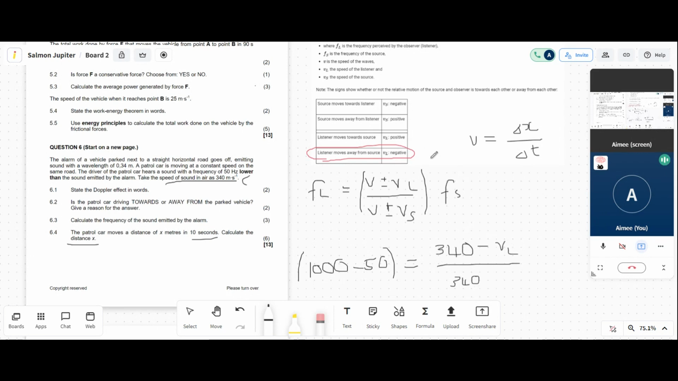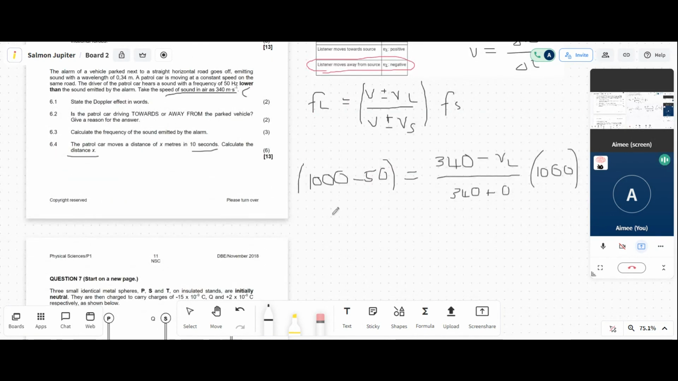And our source isn't moving. It has no velocity. So we just say 340 plus 0. It's got no velocity, so 0. It's not really important. Multiplied by the frequency of the source, which we also calculated, which is 1,000.